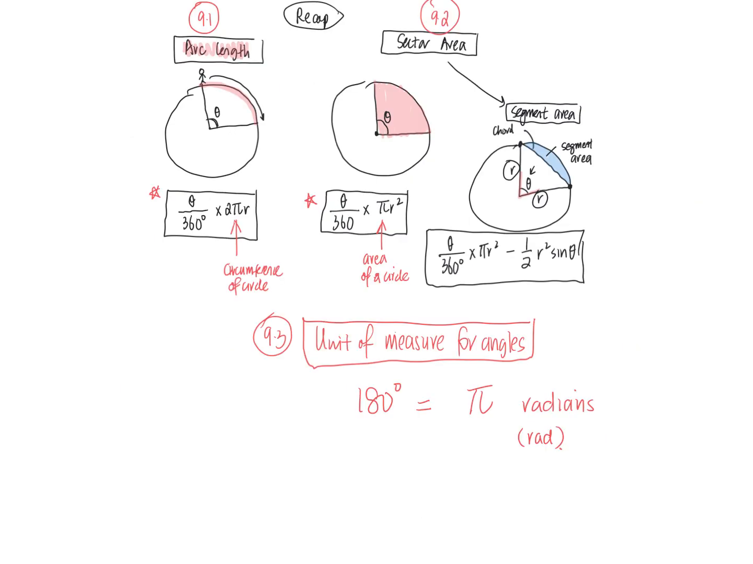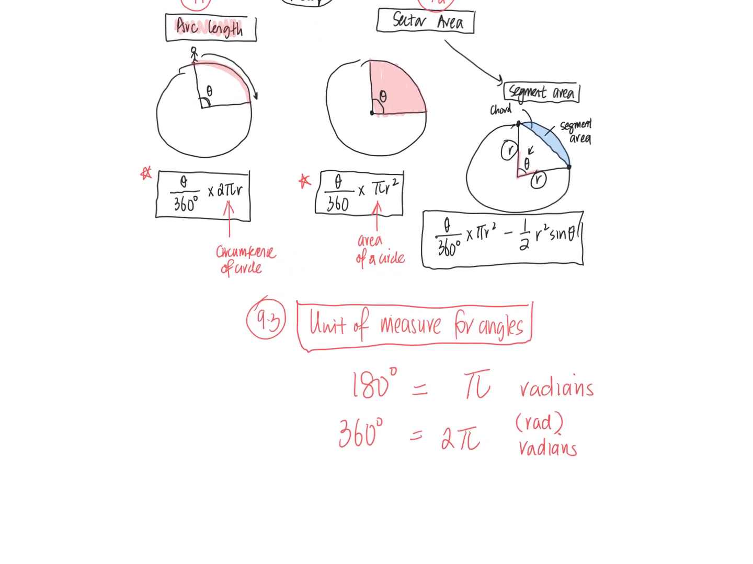Consider this. When you see rad, it is another unit for angles. So 180 degrees represents pi, and 360 degrees represents 2 pi radians. So this is a new unit. When we look at the formula, if we change this 360 degrees to 2 pi, I'm not going to change much. I'm just going to change this to 2 pi, and the rest still stays the same.